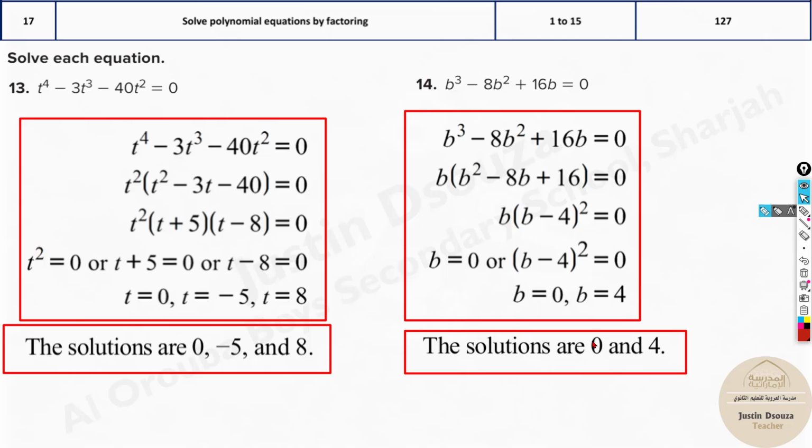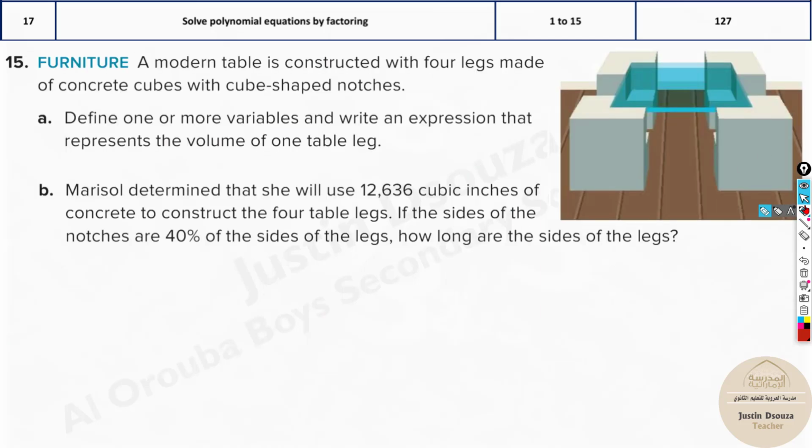If you directly put it in the calculator also you get this, but since it's in writing, you have to do the steps. And the last problem is a real world problem. A modern table is constructed with 4 legs made of concrete cubes with cube shaped notches. Define one or more variables and write an expression that represents the volume of one table leg.